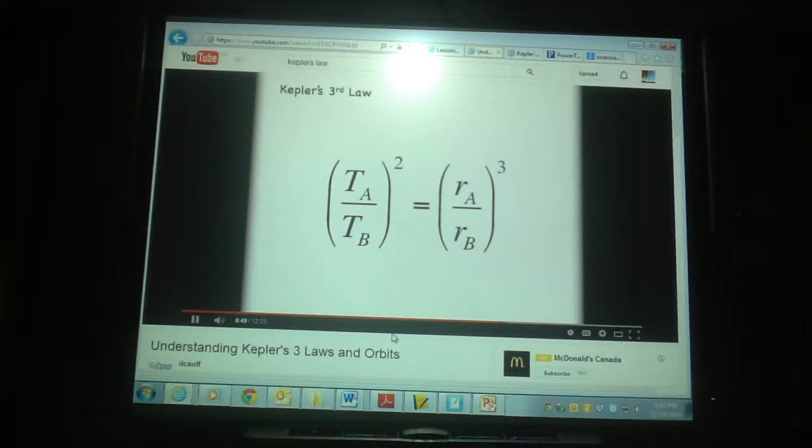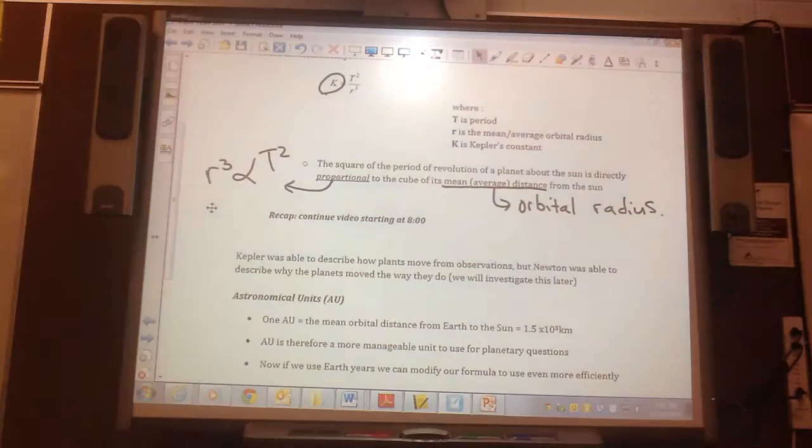Let's take a look at the equation. The capital T stands for the orbital period. Okay, so we won't go into too much detail about the equation because you don't have to do it.